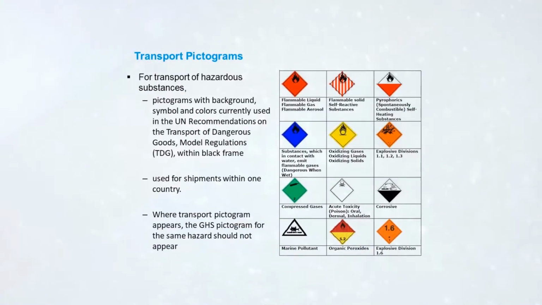Now these are all the pictograms that should come up with a proper safety data sheet, and it should be mentioned clearly on the chemical label as well. Now there are a few other chemical pictograms which are specific to transportation of chemicals. As you can see from this chart, there are a few other pictograms specific to transportation of chemicals. From this chart you can see these are almost similar to the pictograms we have shown before, but there is a slight difference. One important thing in this case needs to be considered: where a transport pictogram appears, the GHS pictogram for the same hazard should not appear.